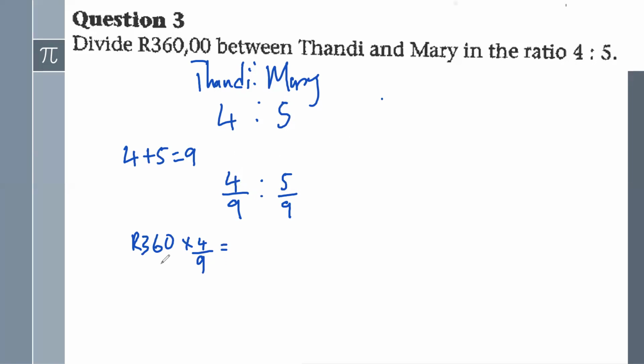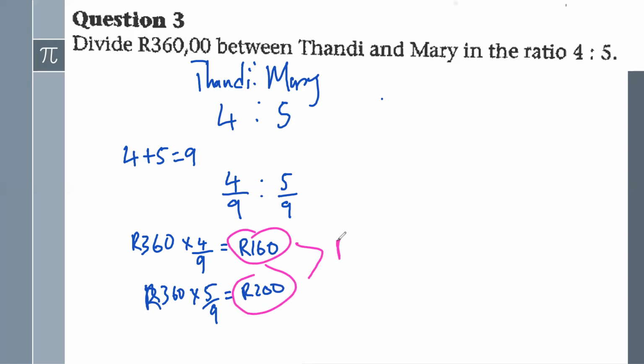So for this one, I will really allow you to go into the calculator and press 4 over 9 times 360. You just punch it the way it is. You should get something like 160 if you're doing this correctly. And similarly, if you do 360 by 5 over 9, that should give you a 200. Take note, very important. If you add these two numbers, guess what? You get 360, the original amount.